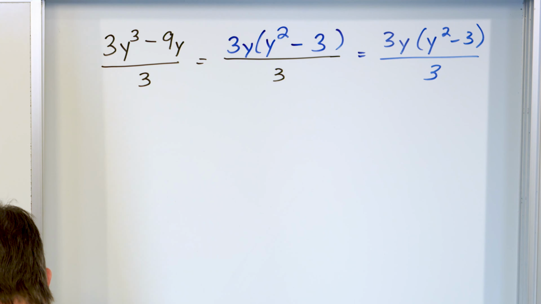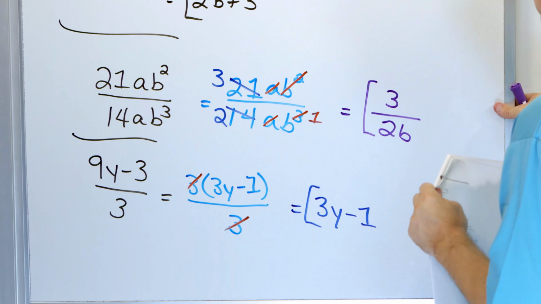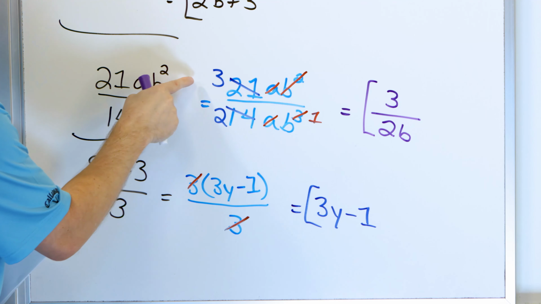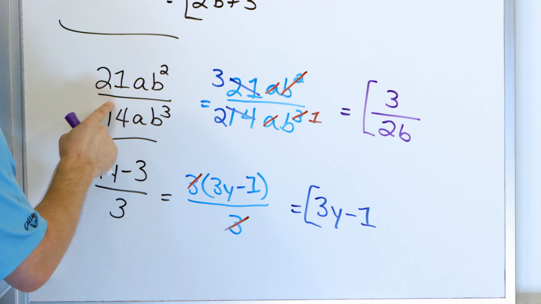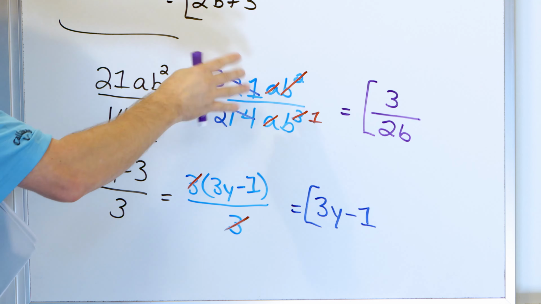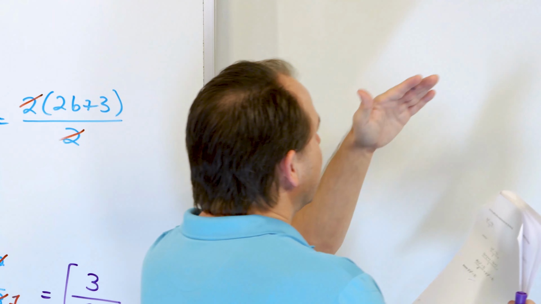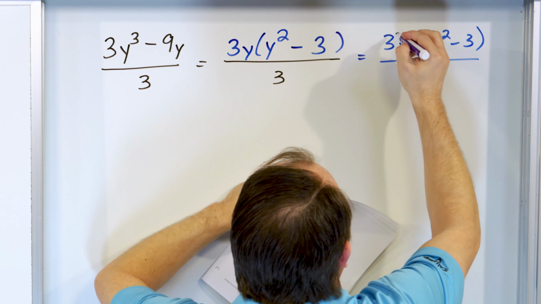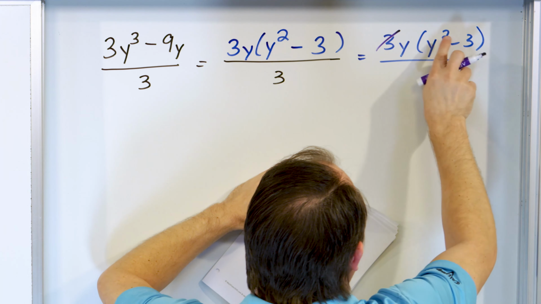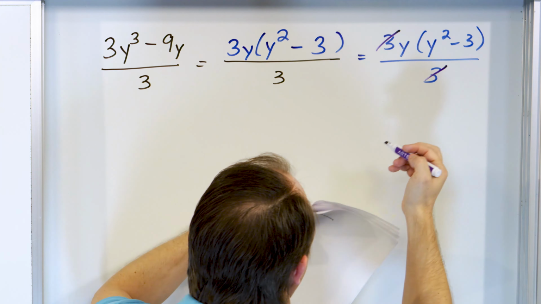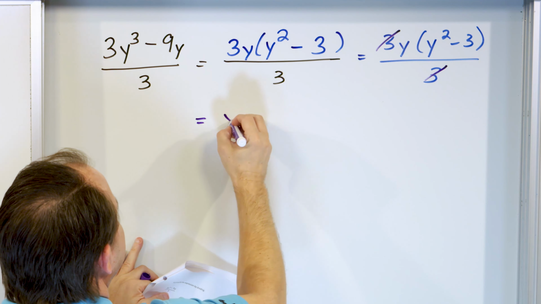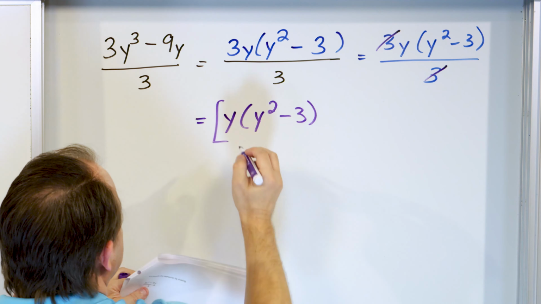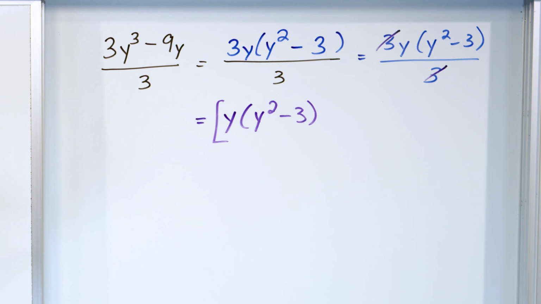Now notice what's going on here. Just like in this easier problem over here, it was 21 times a times b squared. So we had lots of things multiplied together, and then 14 times a times b cubed. And you can cancel as much as you want when everything's multiplied on the top and the bottom. Here it's 3 times y times a bigger thing, and I see a commonality of a 3 and a 3, but I can't cancel any y's because there's no y's down there. So what I have for my final answer is just y parentheses y squared minus 3. That is about as far down as I can go. Y times y squared minus 3.